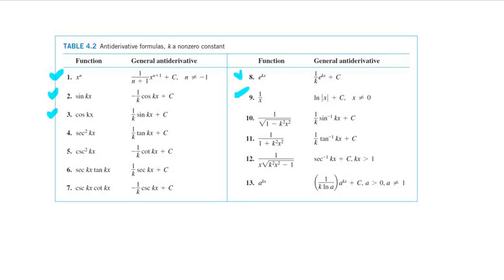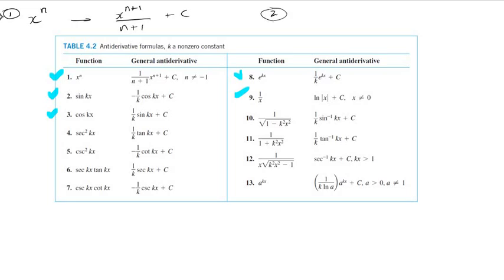So let's look at x to the power n. The way you get the antiderivative is you add 1 to the power and divide by that. So you add 1 to the power, which is n plus 1, and you divide by n plus 1. And you do have to add a c when it's an antiderivative. So that's the first equation.